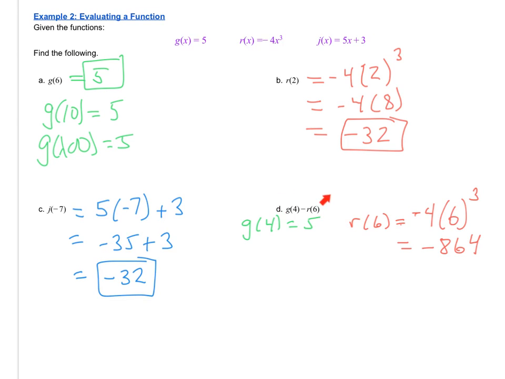Then what I want to do is subtract those two values. So I'm going to take the 5, and I'm going to subtract negative 864. So I get 5 minus negative 864. Subtracting a negative is the same as adding, so I get a total of 869.